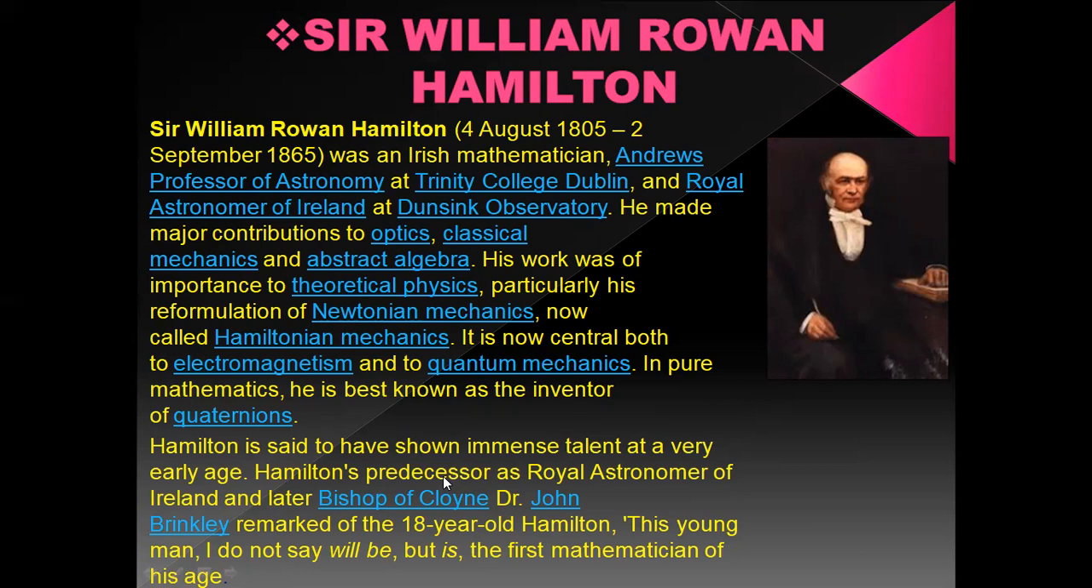Hamilton's predecessor as Royal Astronomer of Ireland and later Bishop of Cloyne, Dr. John Brinkley, remarked of the 18-year-old Hamilton: "This young man, I do not say will be, but is the first mathematician of his age." And that is all about the great mathematician Sir William Rowan Hamilton. Moving on to our next slide.